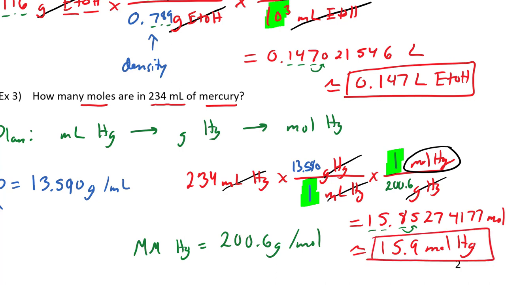Of interest is why the symbol for mercury is Hg. In Greek, mercury is hydrargyrum. Pardon my pronunciation. What that means is liquid silver. Of course, it is not silver at all. It is a completely different element. But that's where the symbol Hg comes from for mercury.